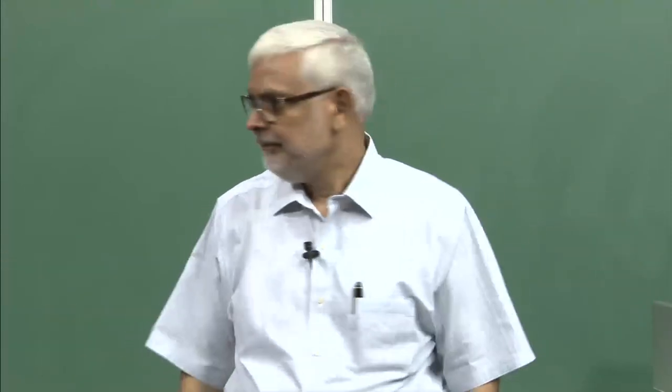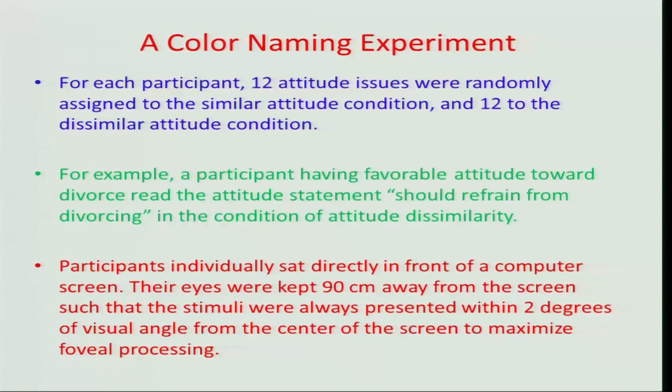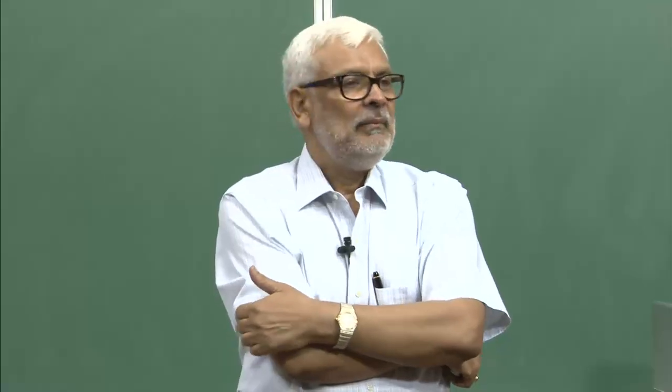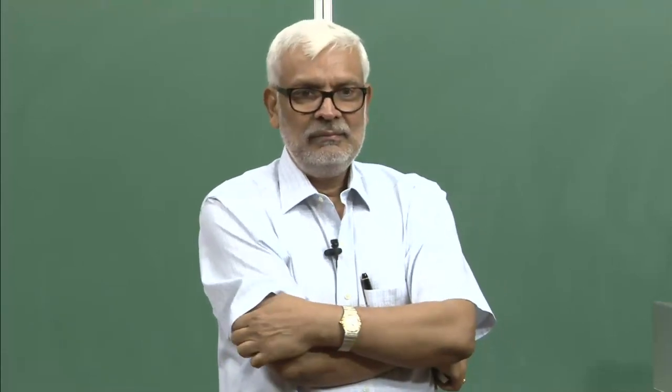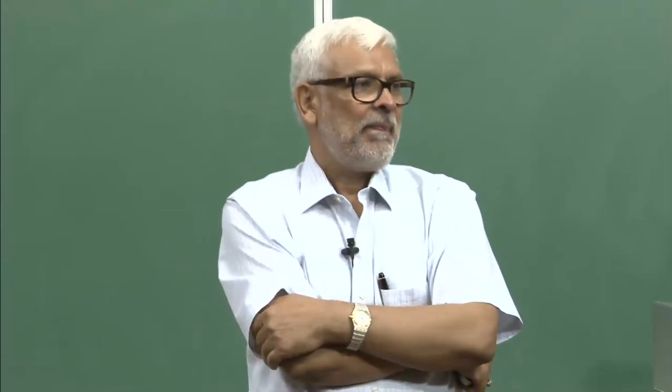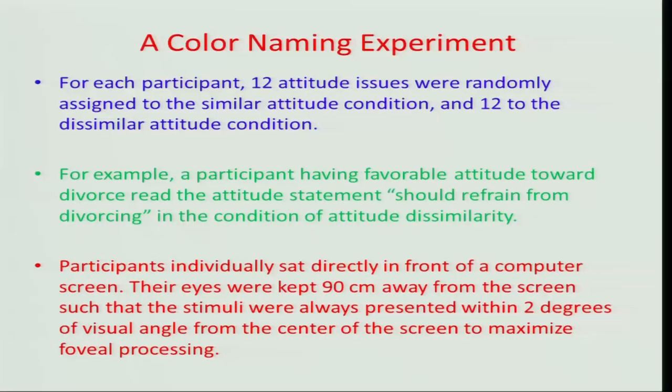So, we did two experiments. Now, in the first one, you come to the lab, and I have already found out your attitudes. And when you come, this is not an attraction experiment. I am interested in finding out individual differences in color naming. Fine. So, we selected your attitude, then we generated some statements, and for example, attitude toward divorce would be, so we will make a statement like one should refrain from divorcing. We want to have a favorable attitude like this.